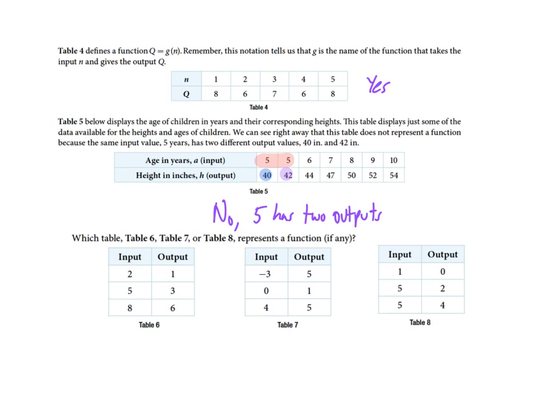Same question here: are any of these tables functions or not? So 2 gives us 1, 5 gives us 3, 8 gives us 6. So this one is, yes, a function. Here, -3 gives me 5, 0 gives me 1, 4 also gives me 5, but again, that's fine. So each input only has one output. Yes. And then the last one, 1 gives me 0, 5 gives me 2. Next time I plug 5 in, it gives me 4. And so this one would be no. Again, 5 has two outputs.